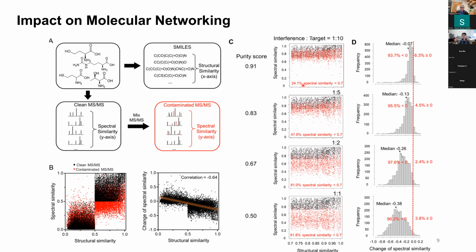And we can do another analysis by changing the intensity ratio between the interference and target. In this case, 1 to 10 means that the intensity of the interference is only 10% of that for the target, and then we can do 1 to 5, 1 to 2, eventually going to 1 to 1, which means that the interference has a similar intensity as your targeted precursor. And then we can see how the spectral similarity dropped significantly. The change of spectral similarity really shifted to the negative side, affecting all those spectral similarity analyses.